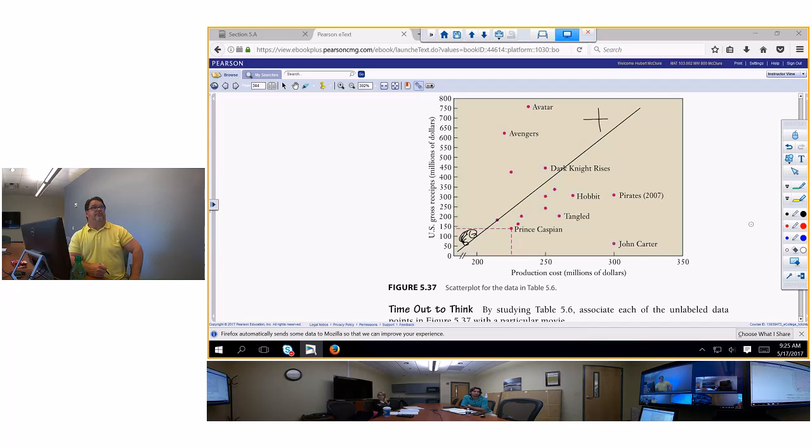That's a positive correlation. Now, what are they saying? What are these things? Production cost of movies versus gross receipts. There's a positive correlation with how much money is spent on a film.